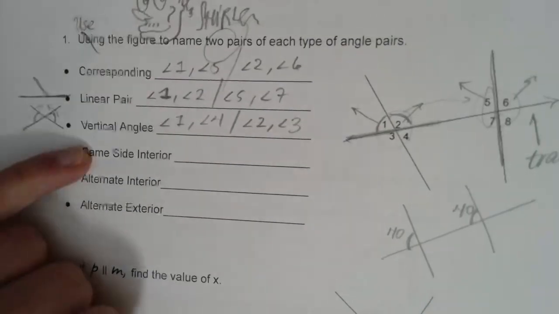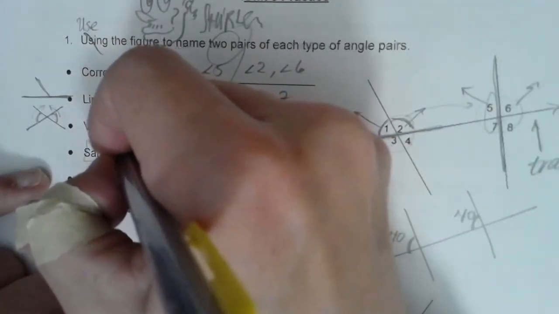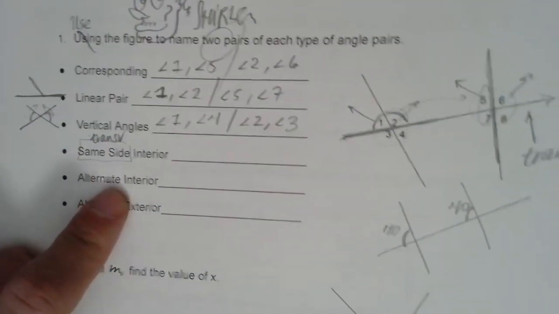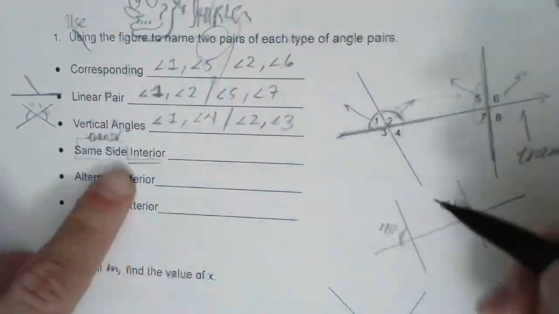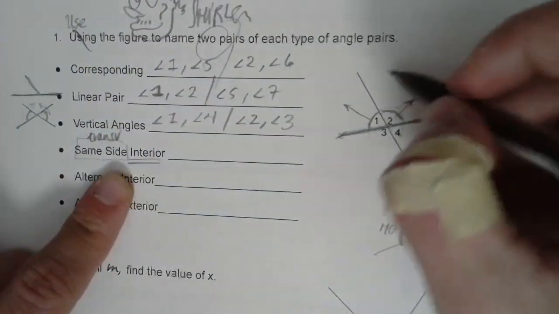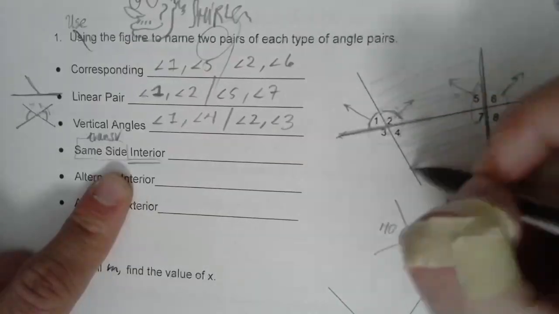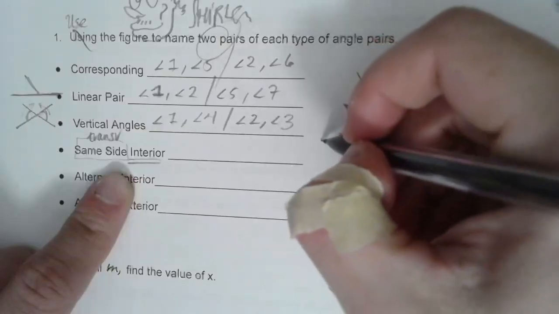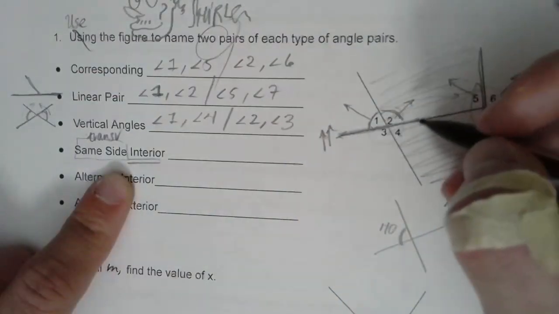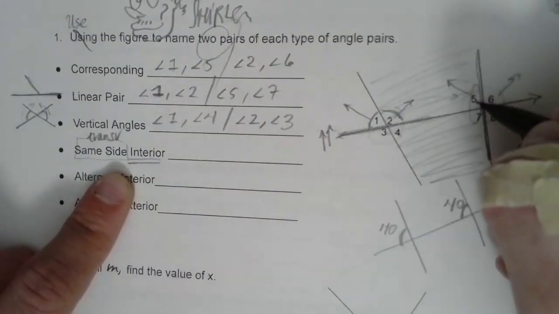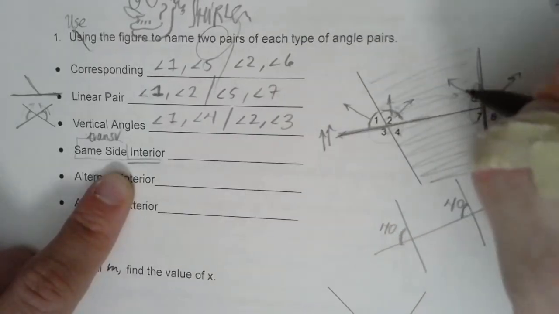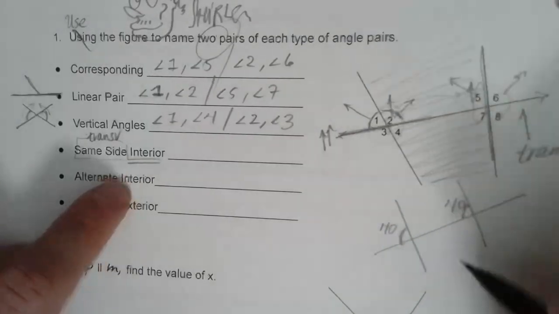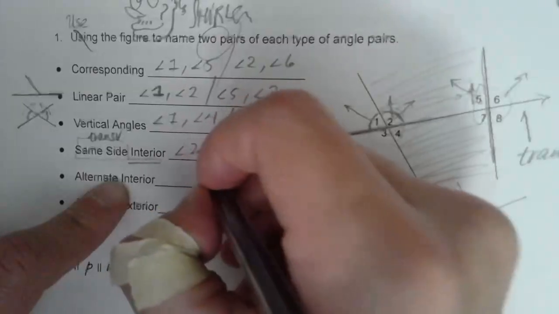So, same side interior. Now, when I'm reading this, I see same side, so that's talking about which side of the transversal they're on. And then this says interior. This is the other lines. So over here, I need angles that are on the interior, so I'm shading the inside of the two lines, but on the same side of the transversal. So maybe they're both on the top, or they're both on the bottom. In this case, 2 and 5 are both on the top of the transversal line, and they're on the inside of the other lines, so 2 and 5 are valid choices.